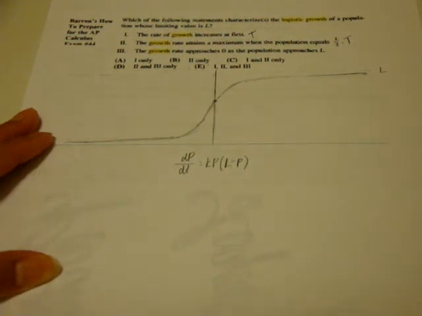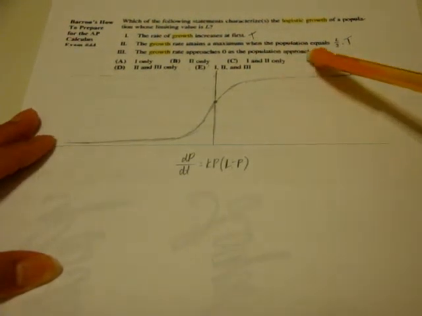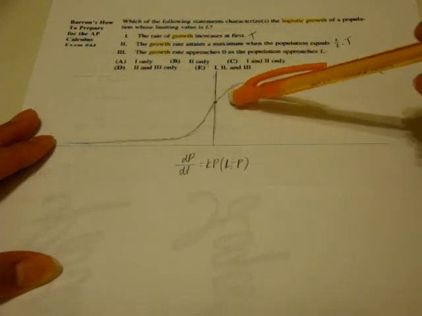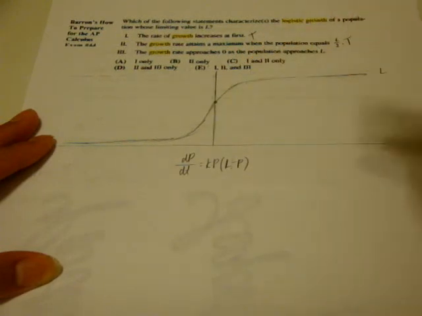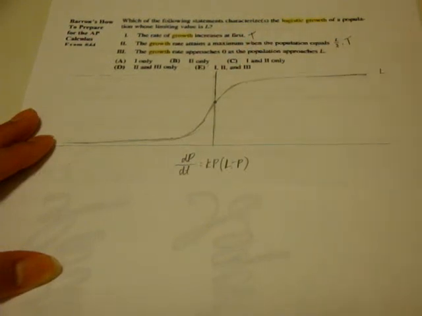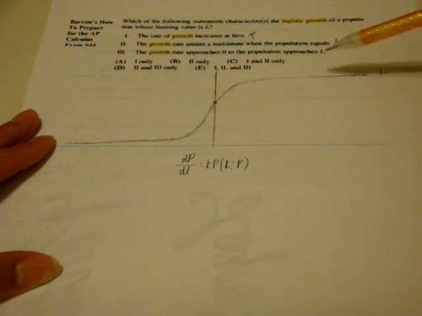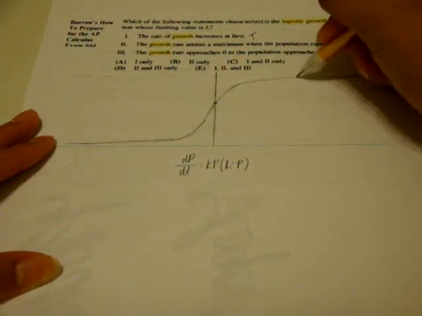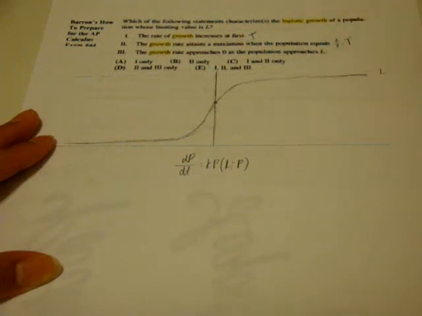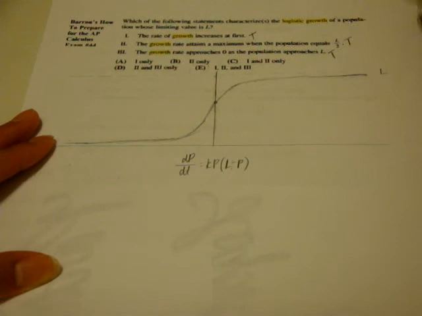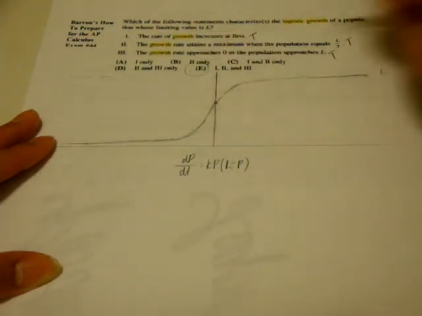The growth rate approaches 0 as the population approaches L. Growth rate means slope, so that means the slope is starting to become horizontal as the population approaches L. And as we can see here, that's true. Not only do we see it by the model, it's because L is a horizontal asymptote, so it's starting to flatten out, as we can see right here. So number 3 is true too. Since they're all true, that makes our answer choice E.